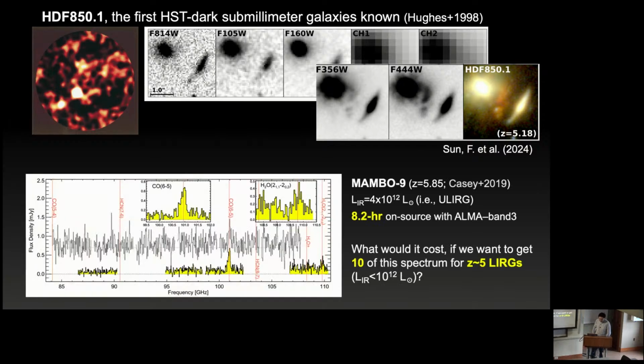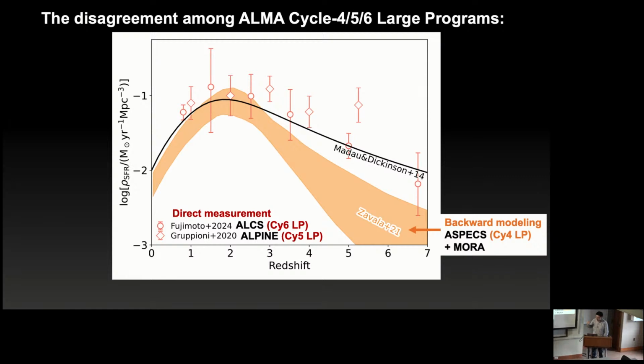And you can get access to ALMA and try to get a CO scan of these kinds of galaxies. And for these quite luminous galaxies, you need 8 hours on-source time to get a redshift confirmation. And let's say if you go 10 times fainter, you want to get 10 galaxies of this brightness and do a statistically meaningful sample. What will be the time request for a big telescope like ALMA?